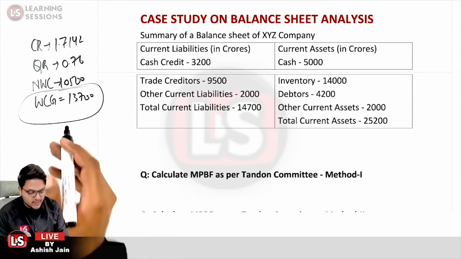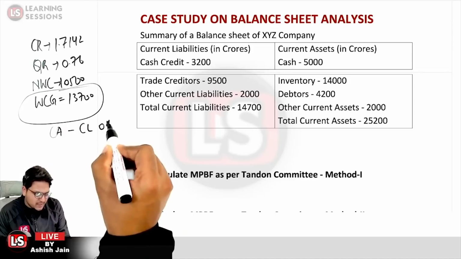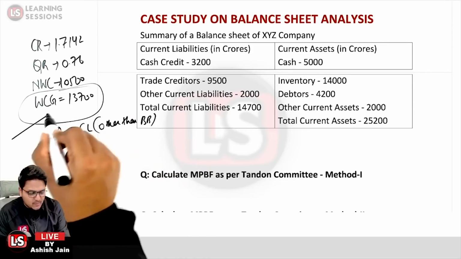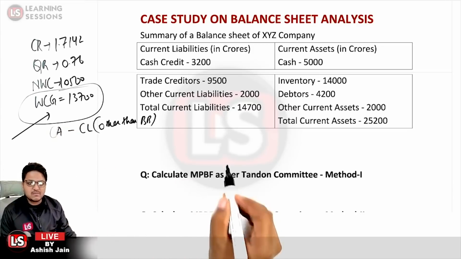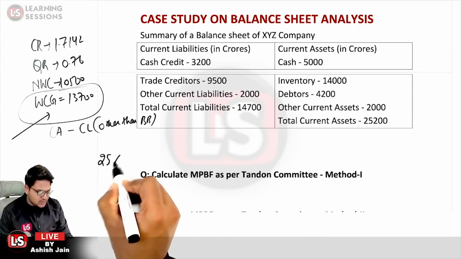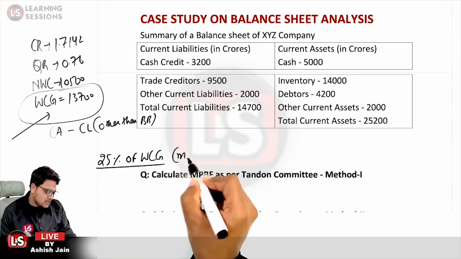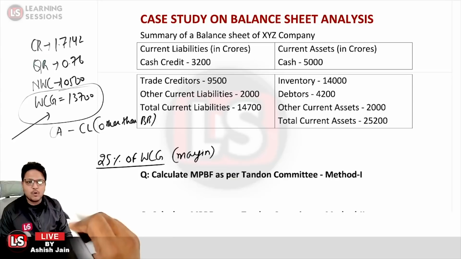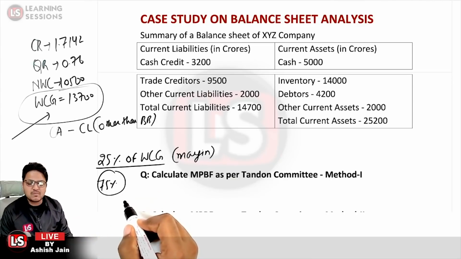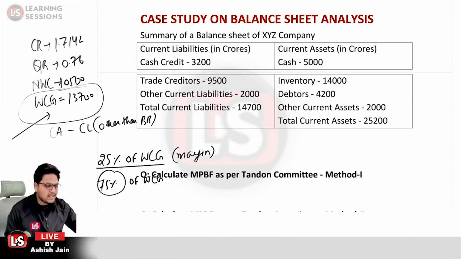And how did we calculate the working capital gap? It is the current assets minus the current liabilities, but other than the bank borrowings. Is that clear? Okay. So that particular amount is to be financed. So as per the maximum permissible bank finance method 1, 25% amount of the WCG is to be maintained as the margin. It is to be contributed by the borrower itself, and 75% of the part will be financed. So what will be the maximum permissible bank finance as per method 1? It will be 75% of the WCG amount that can be financed.